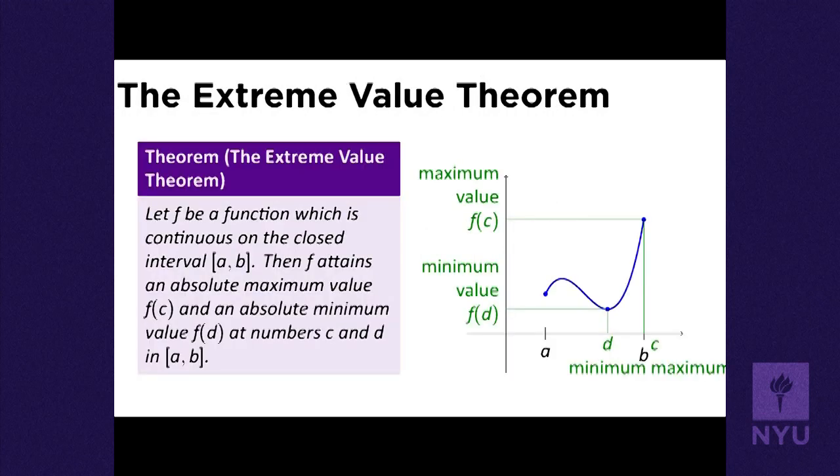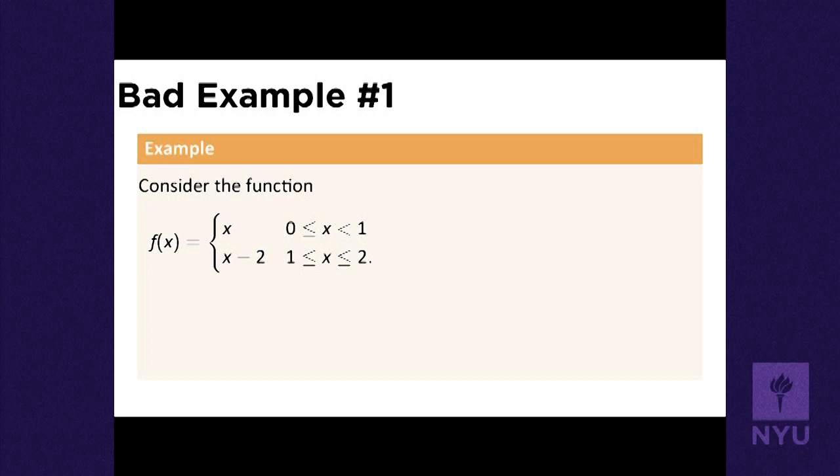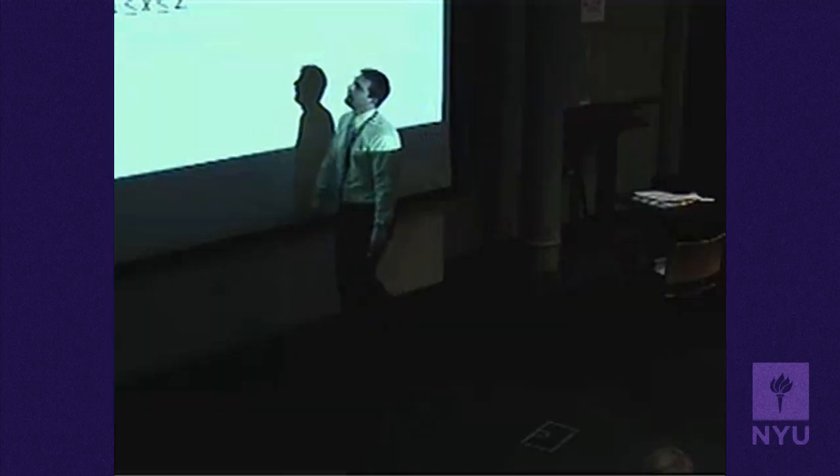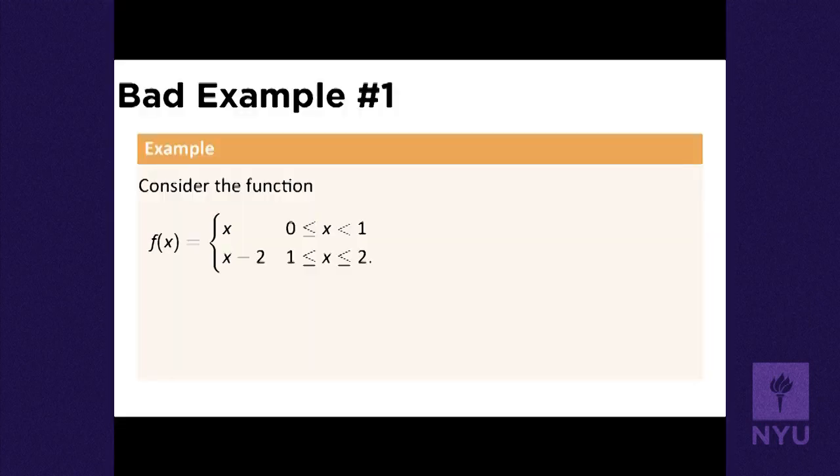However, I do want to show you how important all of the hypotheses are so that you can see how important this theorem is. So let's take a look at this function here. f of x is a piecewise defined function. It's x between 0 and 1, and x minus 2 between 1 and 2. So how is this function graphed? Well, it's piecewise defined, so it's a piecewise graphed function. On one interval, it just looks like the graph of y equals x. On the other interval, it looks like the graph of y equals x minus 2.